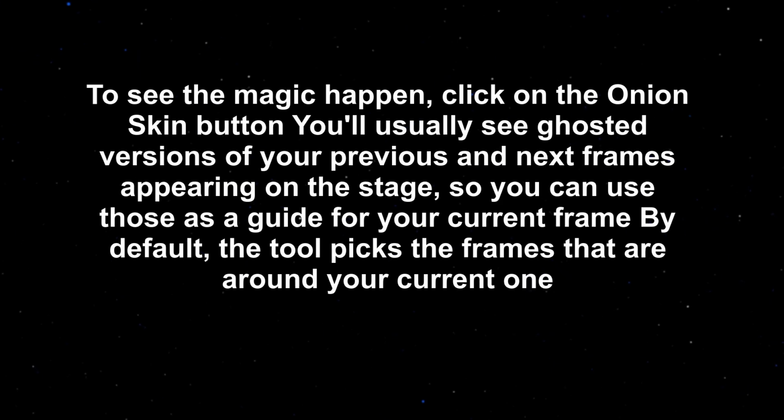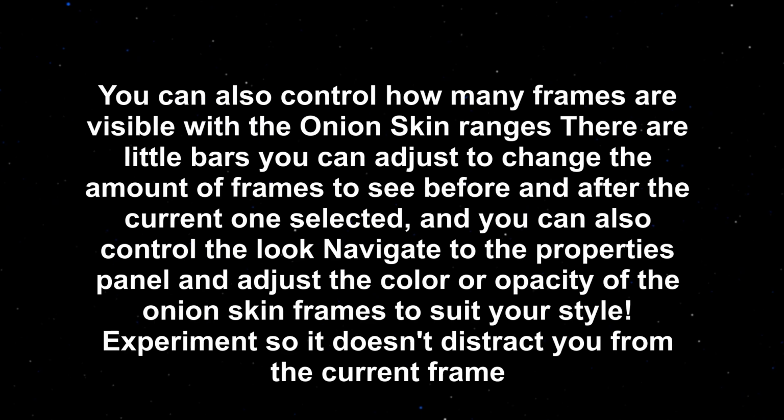You'll usually see ghosted versions of your previous and next frames appearing on the stage, so you can use those as a guide for your current frame. By default, the tool picks the frames that are around your current one. You can also control how many frames are visible with the onion skin ranges. There are little bars you can adjust to change the amount of frames to see before and after the current one selected. And you can also control the look.